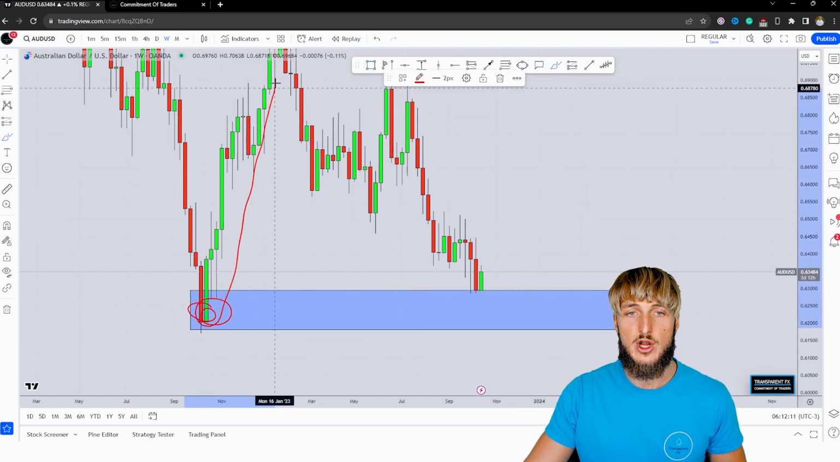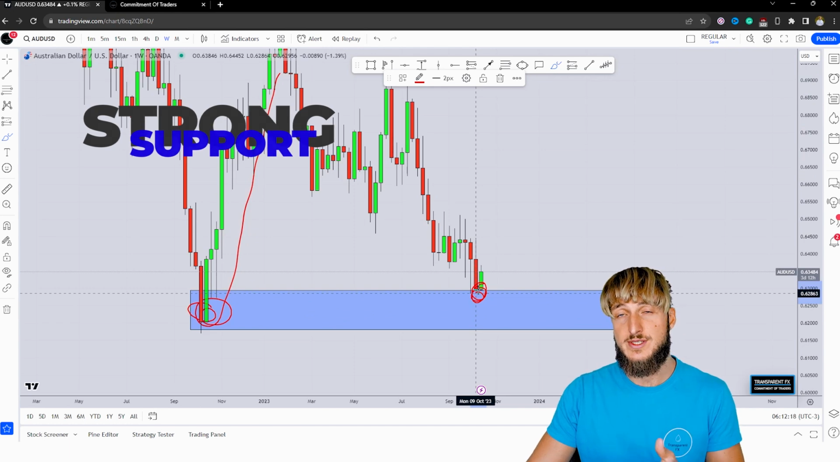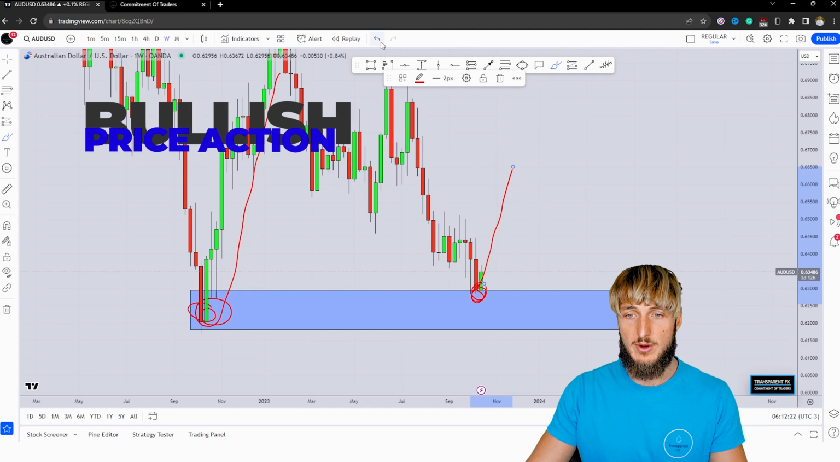In fact, from here, all this previous rejection to the upside was created, and as the market has now approached the same level, there is definitely the possibility from here to see a rejection to the upside.